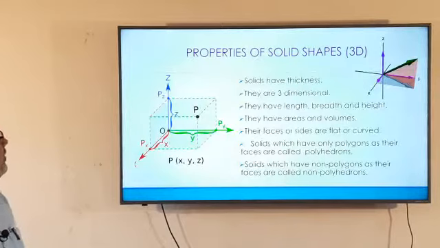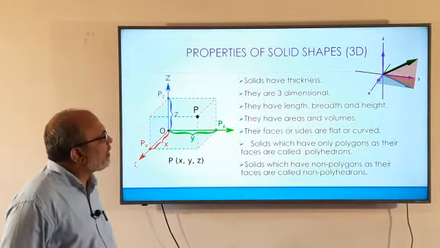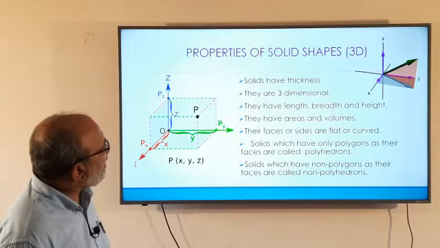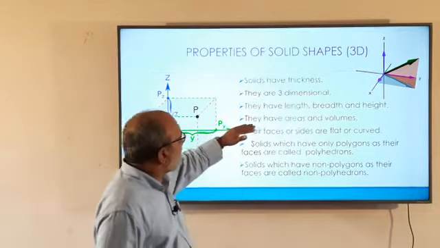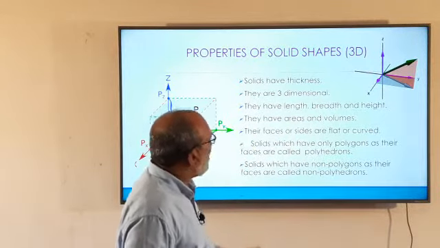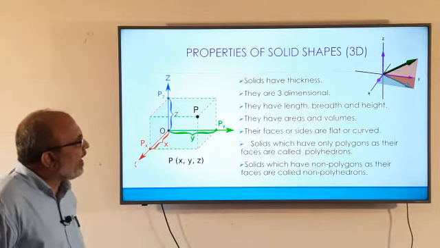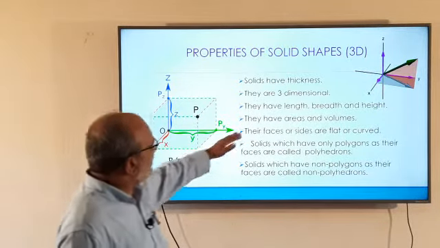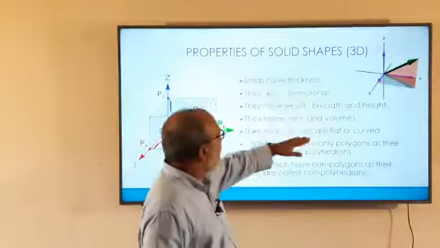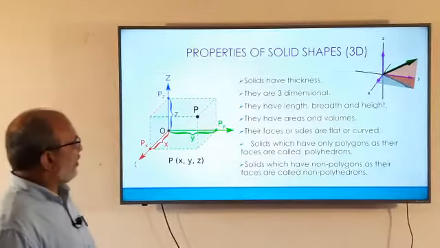Now let's see. What are the properties of solid shapes? As I said, solids have thickness, they are three-dimensional, they have length, breadth and height, they have areas and volume. See, plane shapes have only areas, but solid shapes have areas and volumes. Their faces or sides are flat or curved.